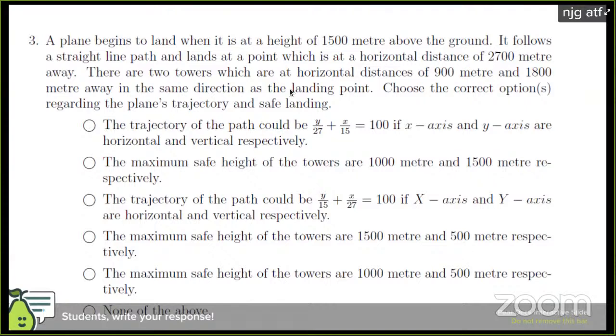Option C says the same as option A, but the change is y by 15 plus x by 27 is equal to 100. Option D says the maximum safe heights of the towers are 1500 meters and 500 meters respectively. And option E says the maximum safe heights of the towers are 1000 meters and 500 meters respectively. If you feel none of the options are correct, just type option F. Consider these as A, B, C, D, E, F or 1, 2, 3, 4, 5, 6, it's up to you. Choose the set of correct options which you feel.